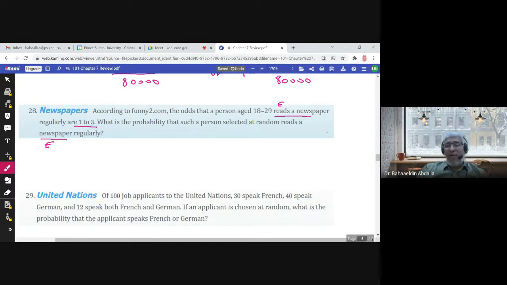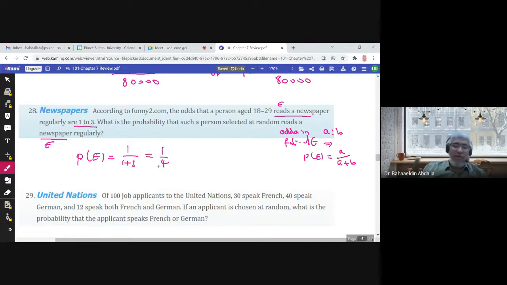If the odds in favor of E are A to B, okay? This is a formula and we studied it in the first section. Then the probability of E is given by A over A plus B. That's the formula. So the probability of reads the newspaper, in which we called A, is 1 over 1 plus 3. So it's just 1 over 4.